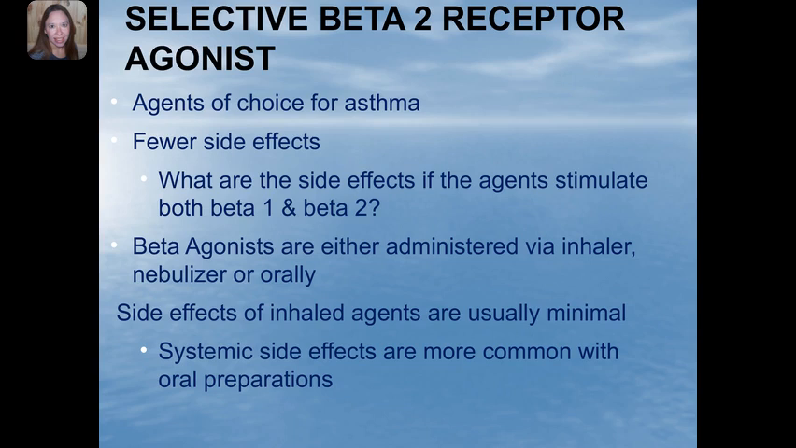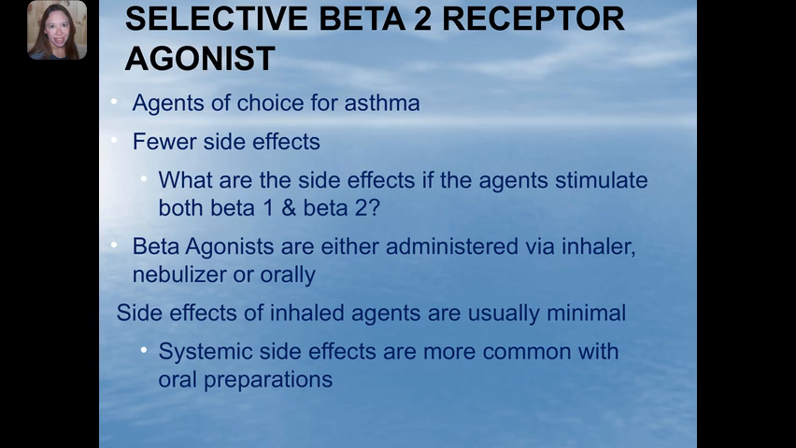The whole purpose of giving the beta 2 medication for asthma is to cause bronchodilation, but if we would be stimulating beta 1, we would also see cardiovascular effects. So it's going to be better if we have a selective medication working directly on beta 2.